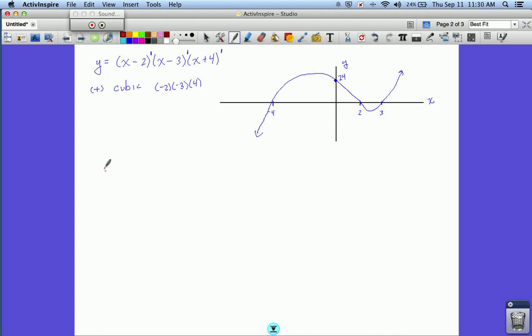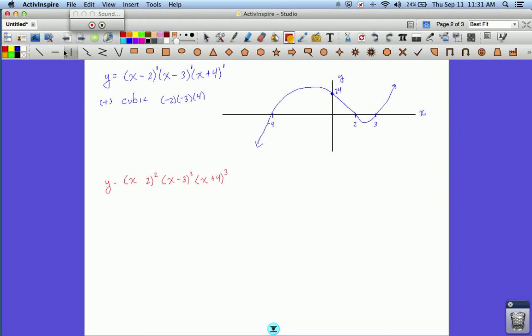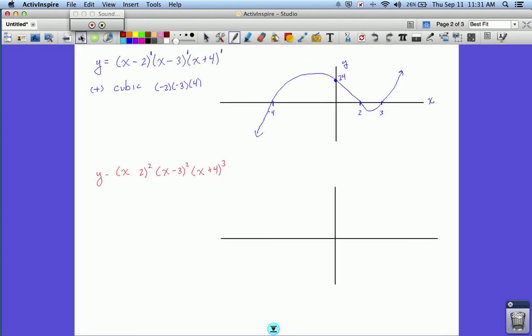Okay, let's look at one that's slightly more difficult. Let's do (x minus 2) squared, (x minus 3) squared, and (x plus 4) cubed. So we're going to use the exact same roots that we just had, but they're going to be different in the sense that they're not all linear. Notice my stuff disappeared there again. Every time I touch a different button, stuff disappears. So let me bring that back real quick so I don't mess up my roots.